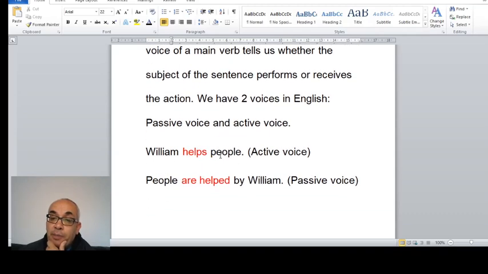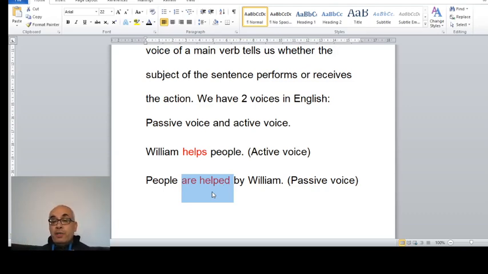William helps people. This is active voice, and we have action. Help is a verb and it shows action, and this is an active voice. People are helped by William. Here, are helped is passive voice, and passive voice is at least two verbs. It shows the relationship between William and people. What is the relationship? The relationship is William helps people and people are helped. This is the relationship.